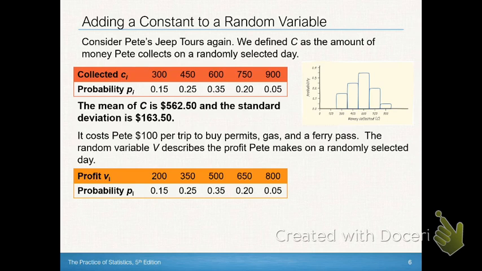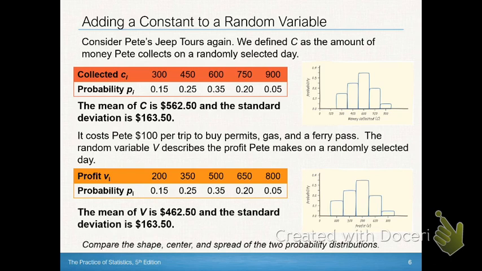So now let's see if that works with addition or subtraction as well. So let's say that for this business owner, he's got to spend $100 per trip. So that is going to reduce his profit by $100. So we're going to take each of our collected values from the previous problem and subtract $100 each, and then recalculate our shape, center, and variability.